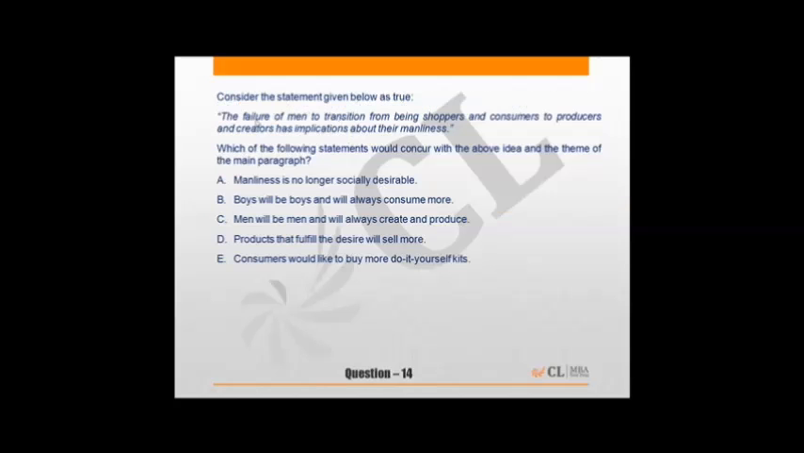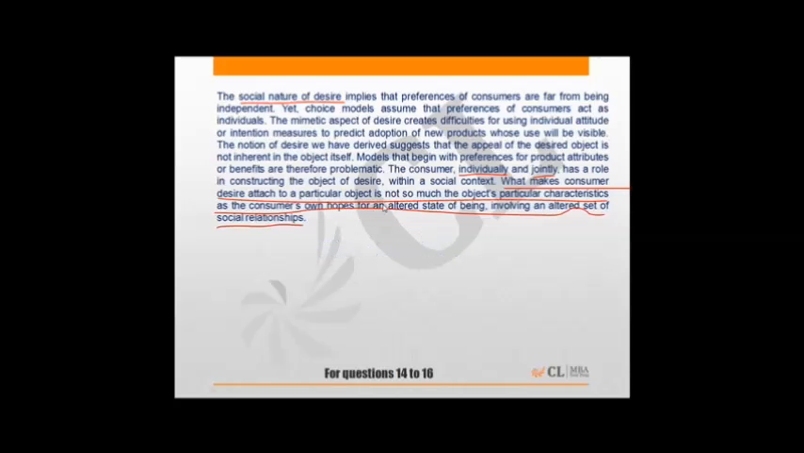The first question gives you a statement, and in the context of the statement and the passage, you're supposed to answer which of the given options concur with the ideas in the two places. One is in the statement and the other is the passage. So the statement is, the failure of men to transition from being shoppers and consumers to producers and creators has implications about his manliness. The passage states that what propels a man to desire an object is the dream of an altered state of being.